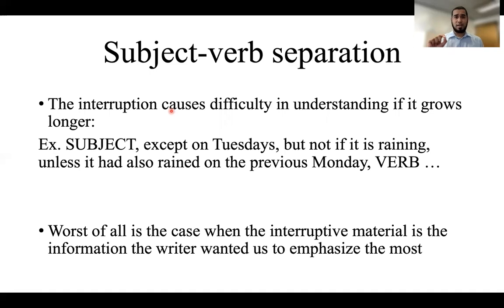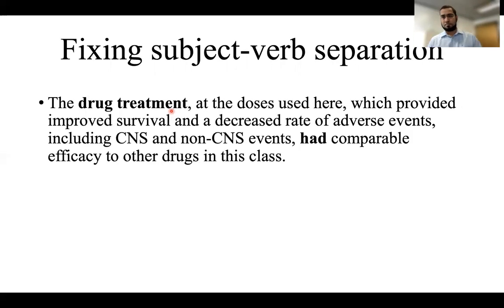And the worst of all is the case when the interruptive material is the information that the writer wanted us to emphasize the most. That is, that piece is something important. Readers will not pay attention to what's in between a subject and a verb, because they are looking for the verb and you are giving them something else. Therefore, it's very important to know readers' expectations about sentences or paragraphs or the entire document to write well, actually.